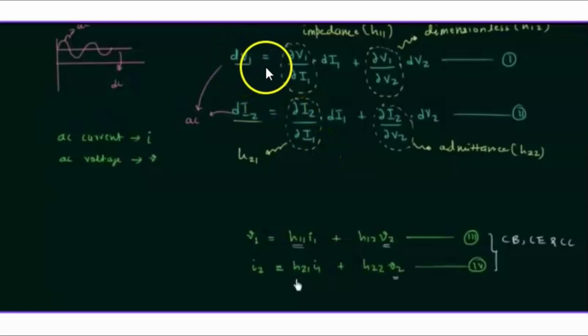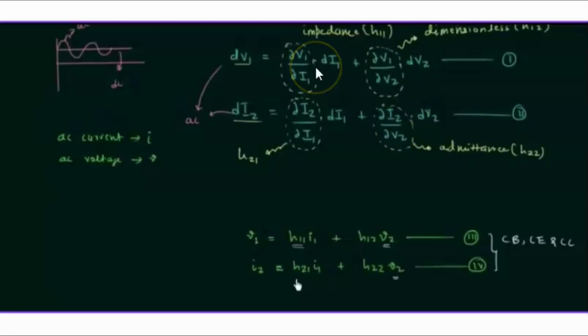So dV1 is going to be equal to rate of change in V1 with respect to I1 with a small change in I1, plus rate of change of V1 with respect to V2 with a small change in V2. Similarly, we can write the equation for dI2, which is going to be equal to rate of change of I2 with respect to I1 with a small change in I1, plus rate of change of I2 with respect to V2 with a small change in V2.